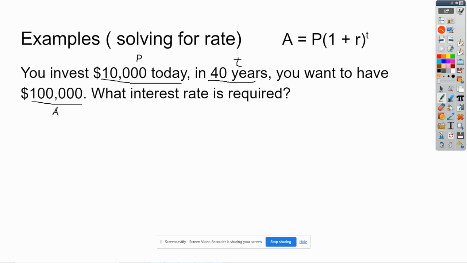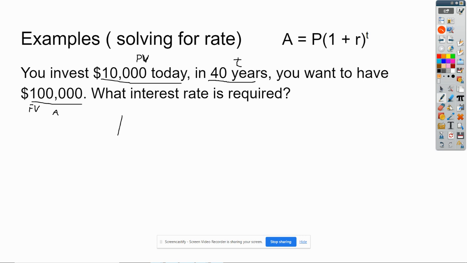Sometimes this 100,000 is referred to as the future value. You want the future value of the money, in this case, to be 100,000. And sometimes this 10,000 is referred to as the present value. If you look at some practice problems or look up stuff on your own, you might see this as PV for present value, and this 100,000 called future value. And so we're going to plug those into our formula.